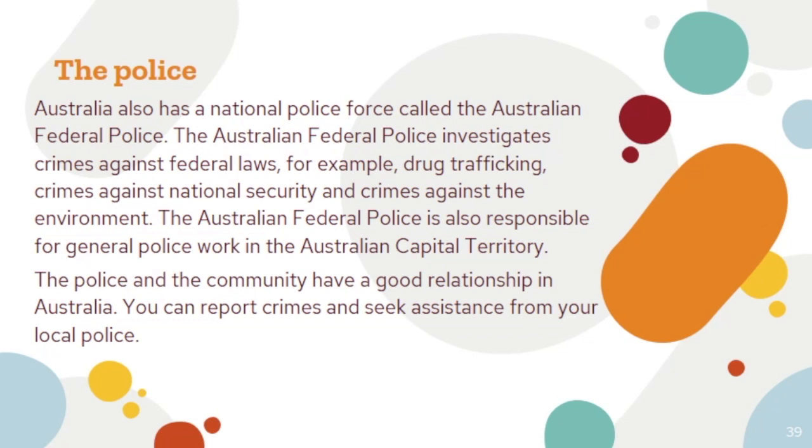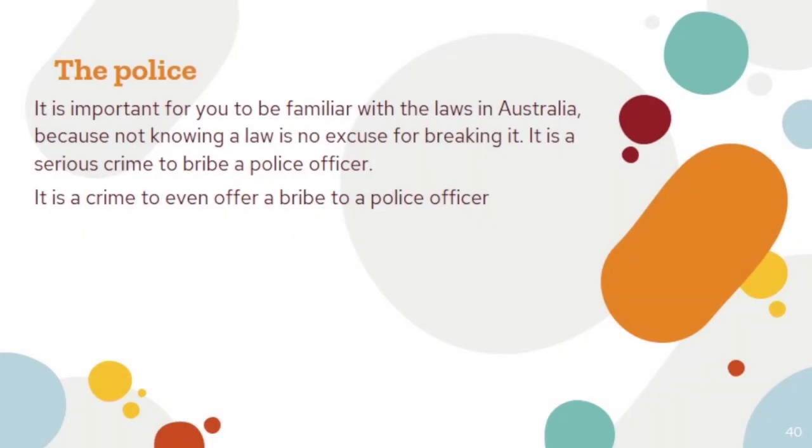The police and the community have a good relationship in Australia. You can report crimes and seek assistance from your local police. It is important for you to be familiar with the laws in Australia, because not knowing a law is no excuse for breaking it. It is a serious crime to bribe a police officer. It is a crime to even offer a bribe to a police officer.